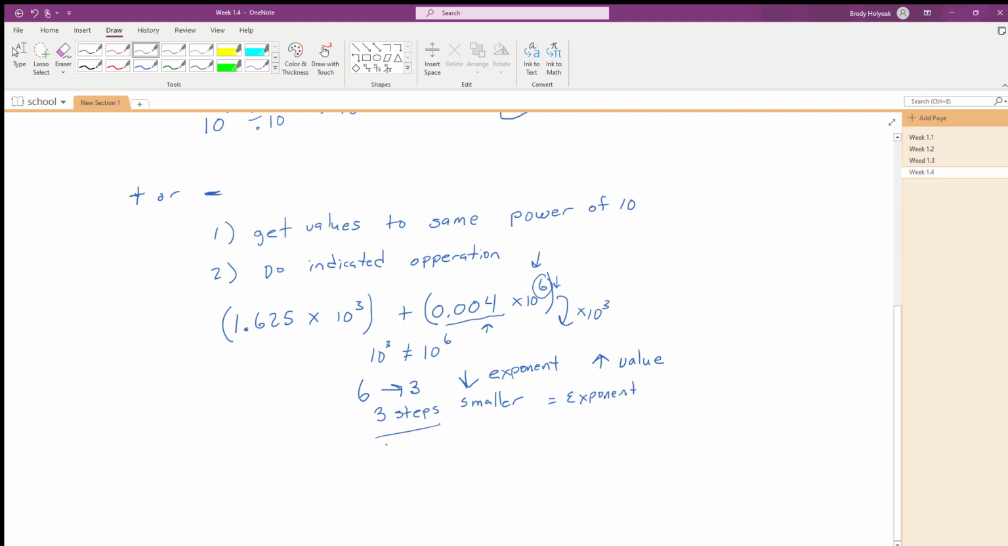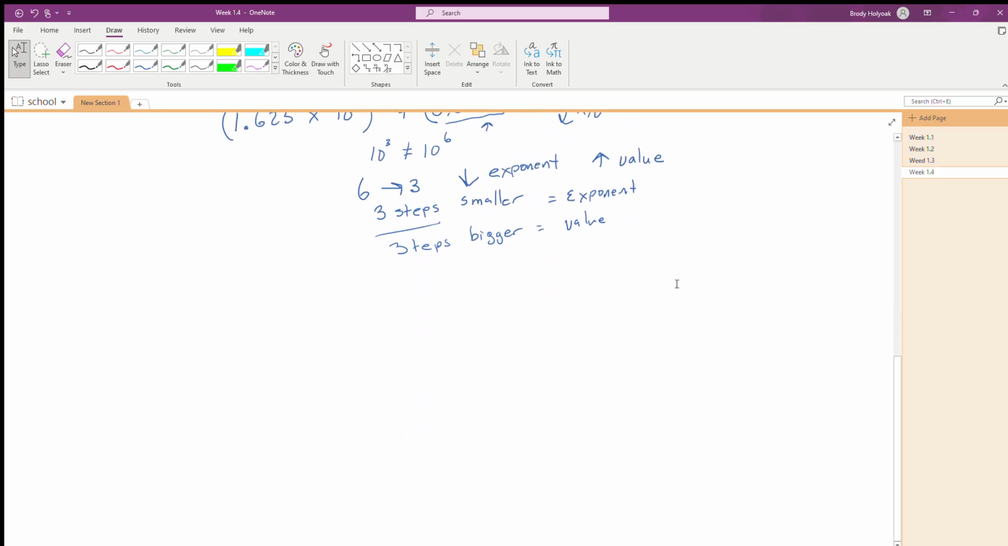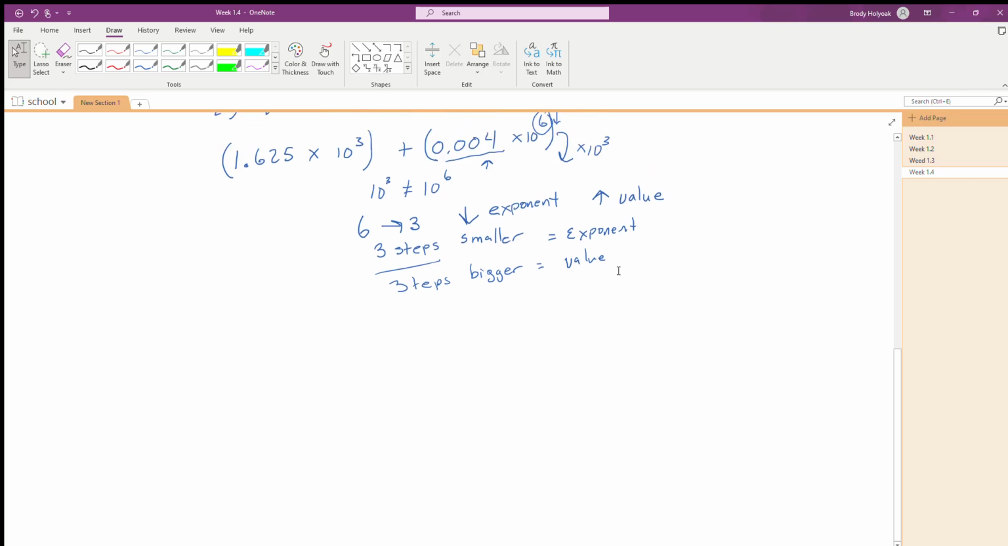And I have to do 3 steps bigger for my value or the number. In base 10, it's really easy. All we have to do is move our decimal point a little bit. So in this case, I have 0.004. Because I moved it a power of 10, I can do this trick.